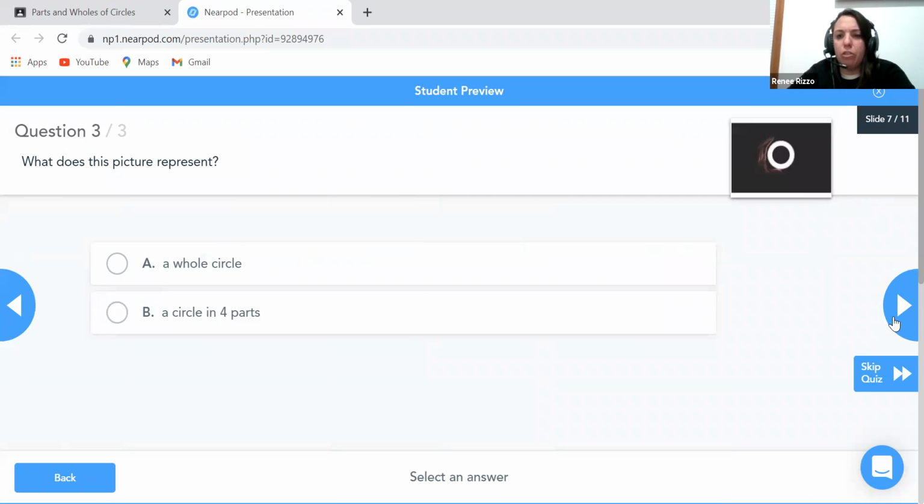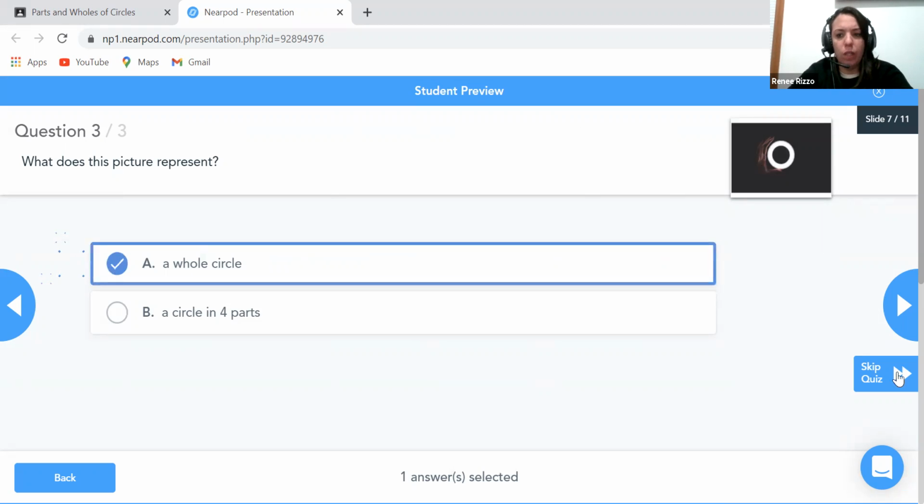What does this picture represent? This picture goes all the way around and I don't see it split into any parts. So is it A, a whole circle, or B, a circle in four parts? It must be a whole circle.